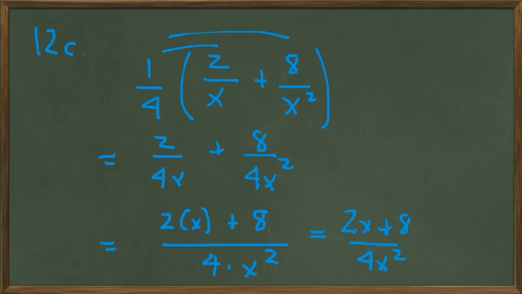There's a common factor of 2 in all of those terms, and so dividing everything through by 2 gives us x plus 4 over 2x squared as the simplest form of this combined expression, or simplified expression.